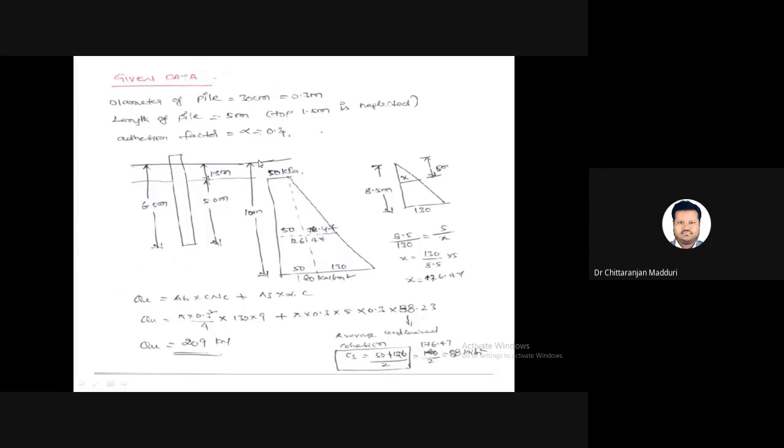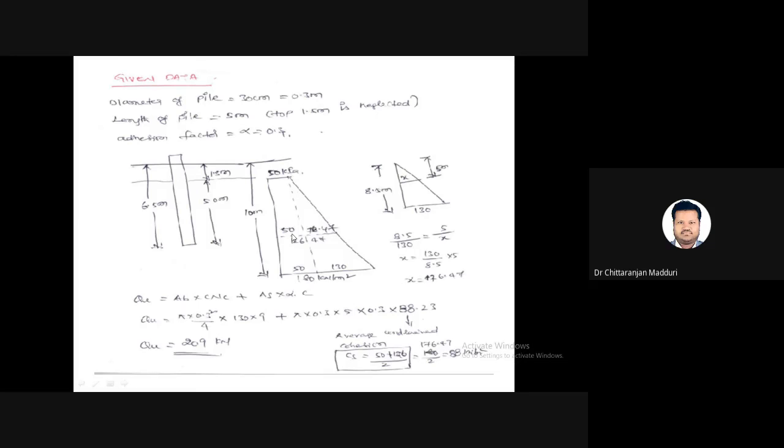So total depth from ground level is equal to 8.5 meters. Sorry, not from ground level, from 1.5 meters depth. So total from ground surface the depth is 10 meters. Top 1.5 is neglected. So the entire length of this trapezium equal to 8.5 meters. So at top the undrained cohesion equal to 0, then at bottom it is equal to 130. So 8.5 by 130 is equal to 5 by x. x is equal to 76.47.